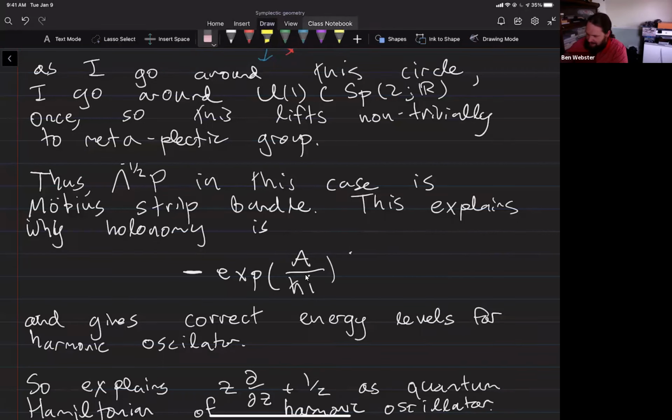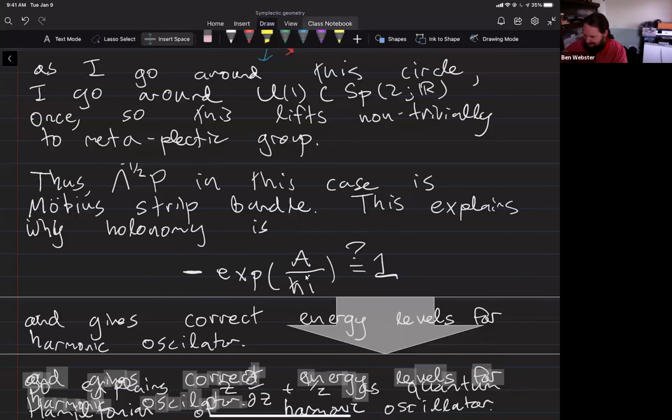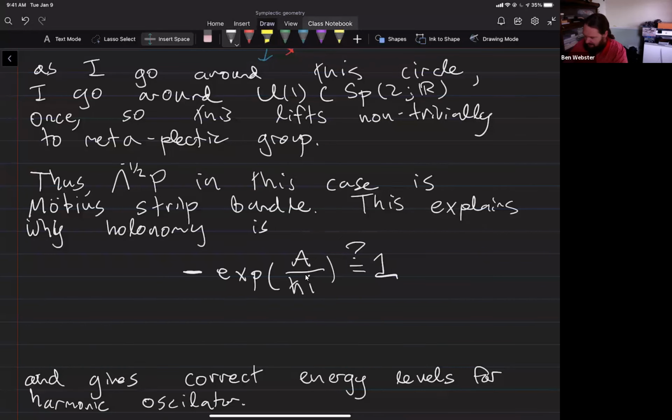Screwing this up. What I want is this guy equal to 1. So that happens when, let me just actually write this out, A over 2 pi i is in 2 pi i times the integers plus a half. I keep writing pi when I mean h bar.